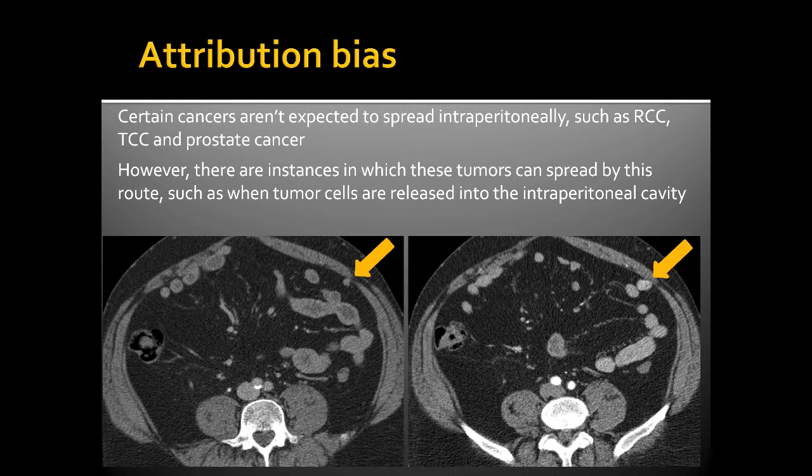The bottom images show peritoneal implants related to renal cell carcinoma that showed up on the immediate postoperative CT on the left and the follow-up CT on the right, both of which were missed.